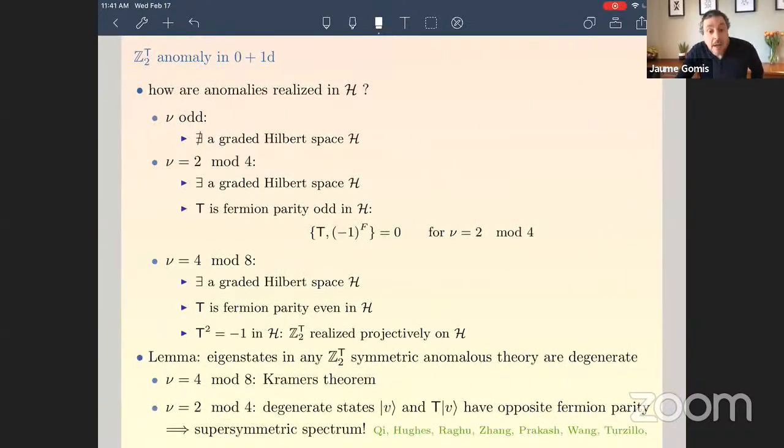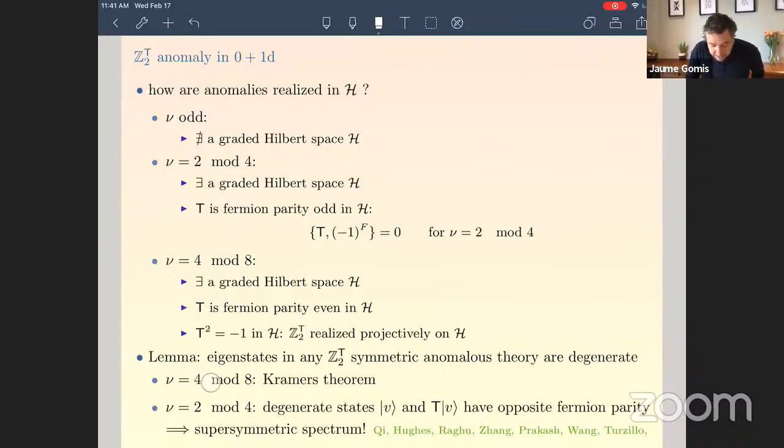Before I do that, this leads immediately to a following lemma that you can prove. It tells you that eigenstates in any Z2 symmetric anomalous theory are degenerate. And it doesn't have to be free fermions. You can add SYK interactions, you can add scalar fields with Yukawa couplings, and so on.